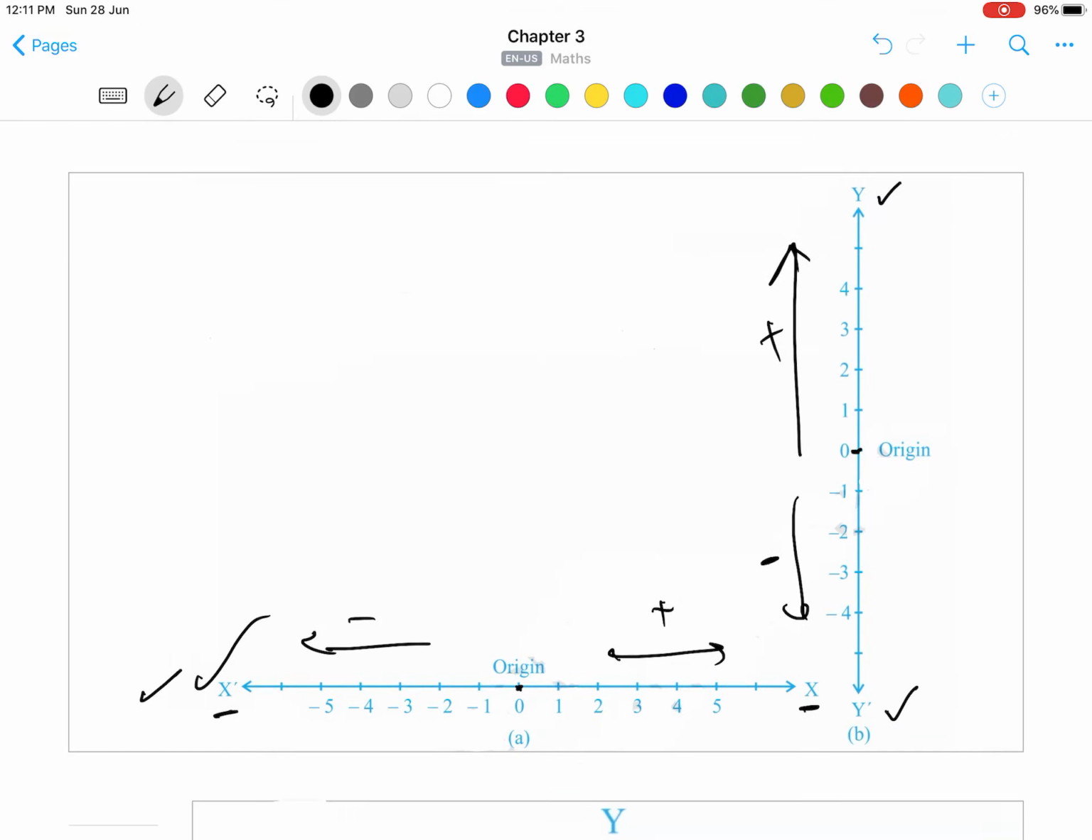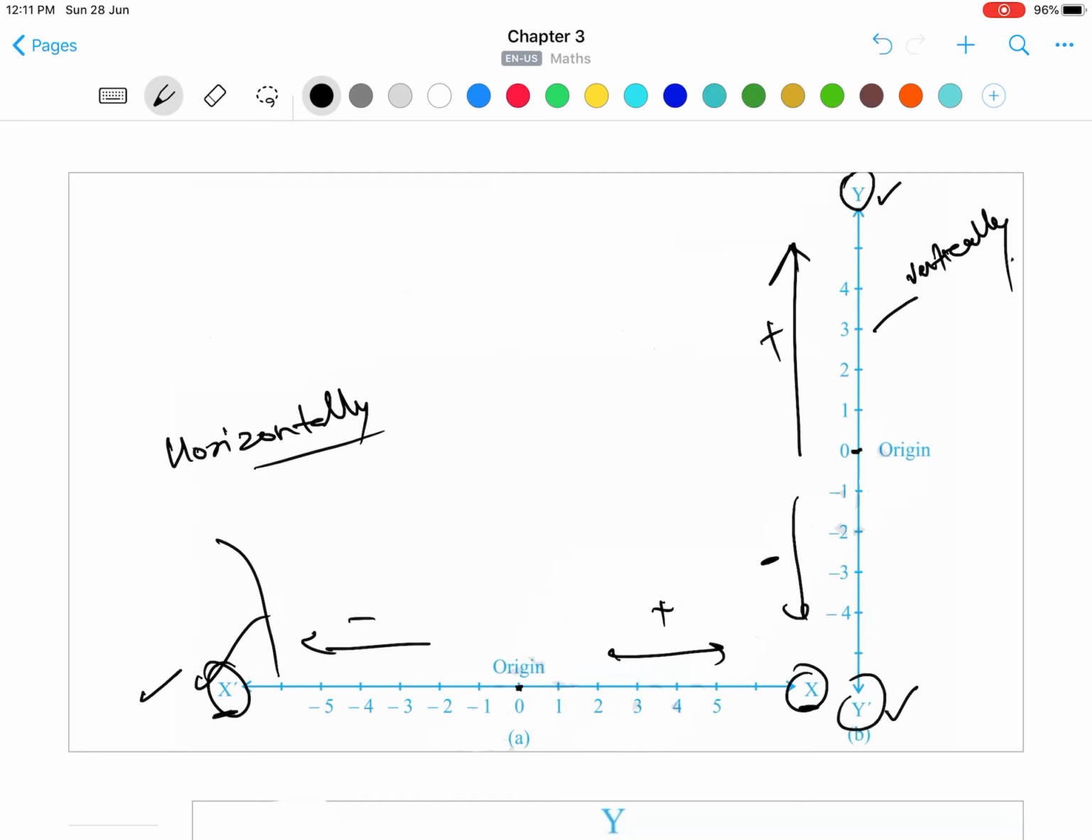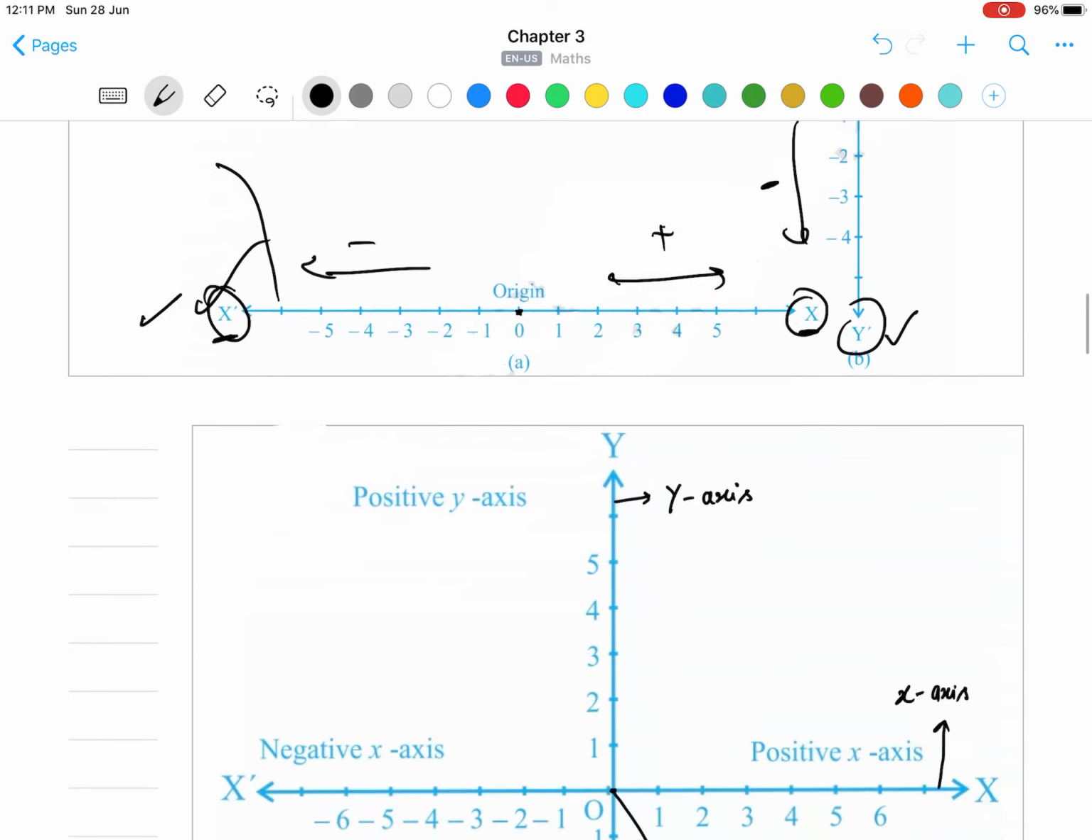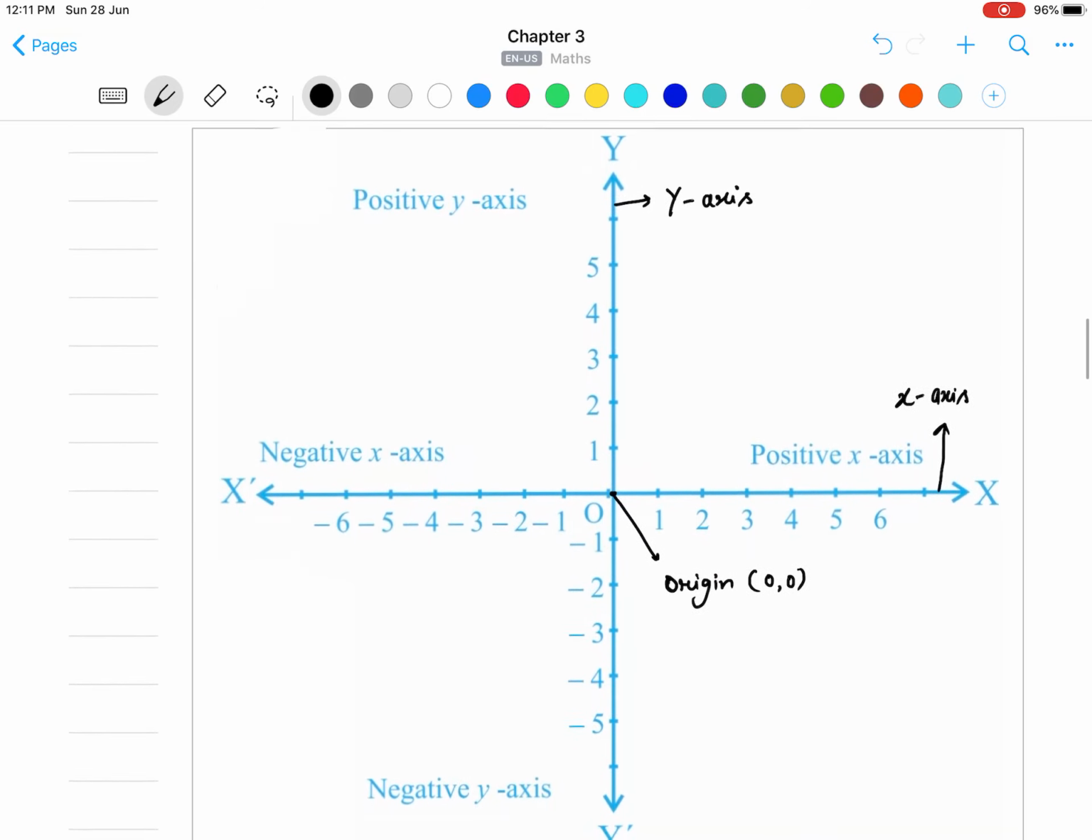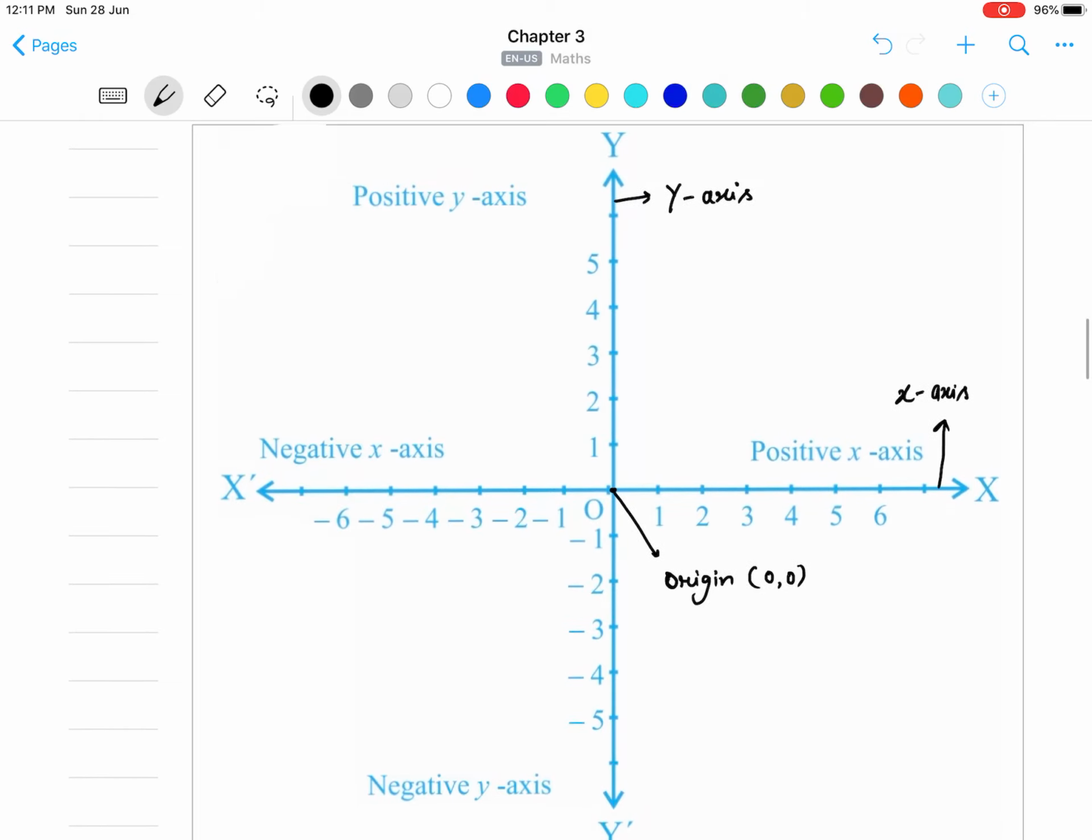So what we have done is, we have placed x dash x horizontally and we have placed y dash y vertically. These are the two axes. We have placed the first axis, which is x dash x, horizontally, and we have placed y dash y vertically. By overlapping these two lines, we got a shape like this.